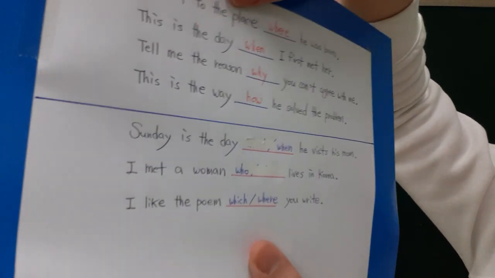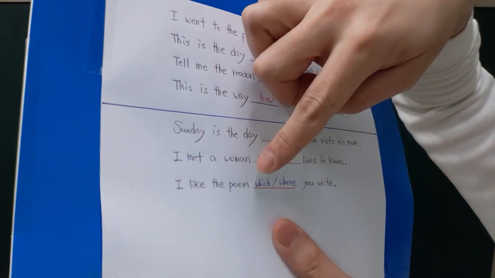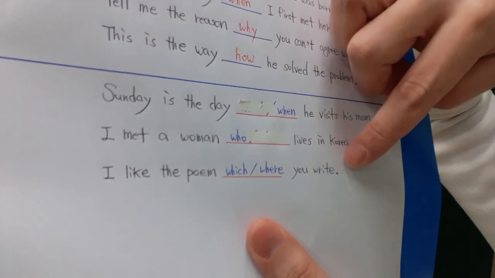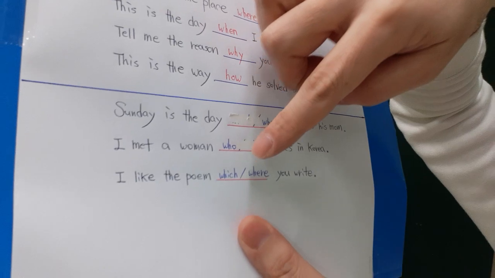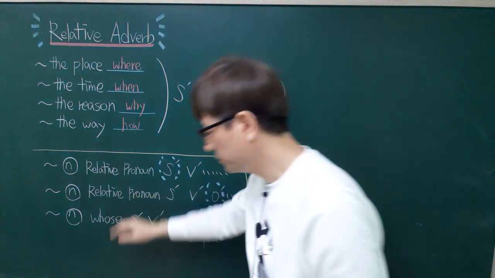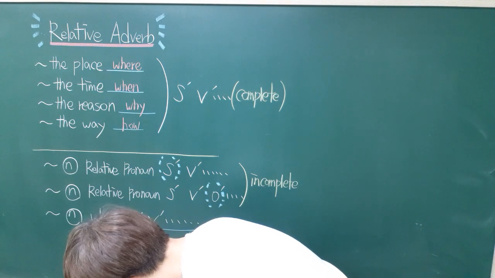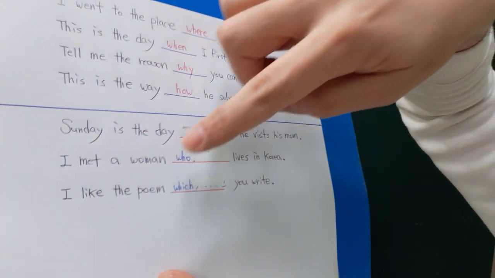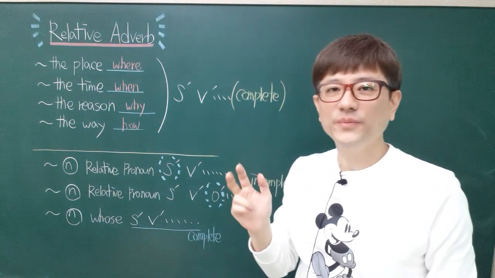So the correct answer is: I met a woman who lives in Korea. I like the poem, blank, you write. You is a subject and write is a verb, but there's no object. It's an incomplete sentence, so we should have a relative pronoun. So "I like the poem which you write" is the correct sentence. You know what I mean?